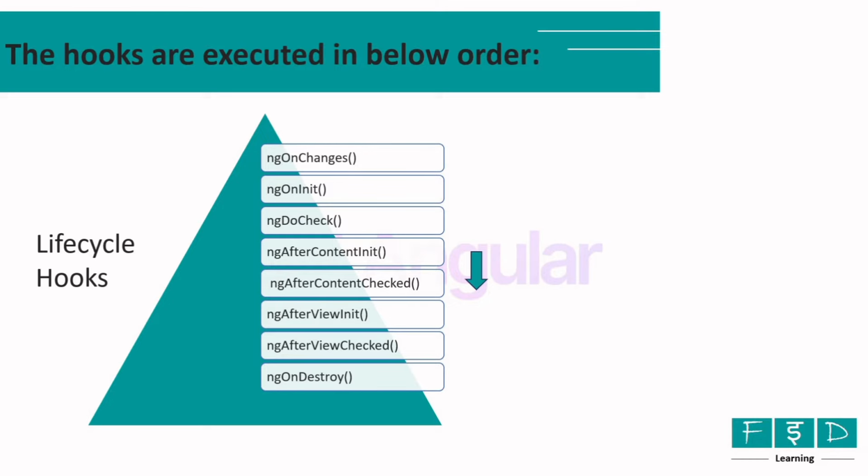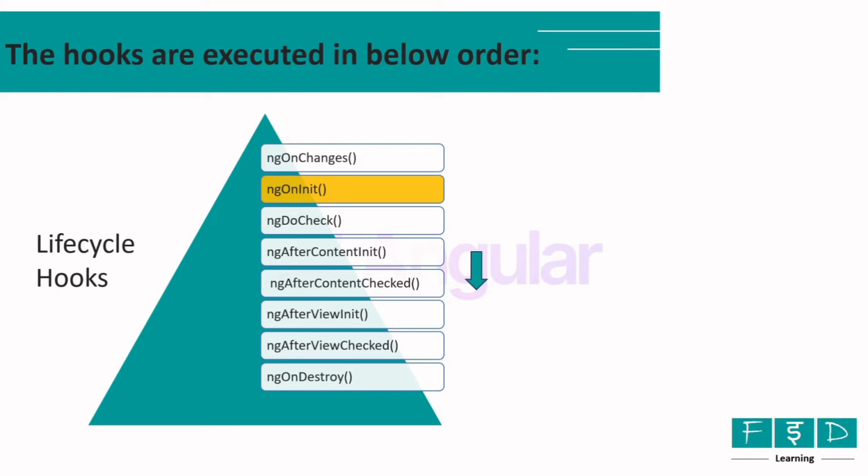So the hooks are getting executed in this order. So first is ngOnChanges. ngOnChanges will execute multiple times. It will execute whenever a change happens to the data that is bound with an @Input decorator. This is the only hook that will work with an argument.